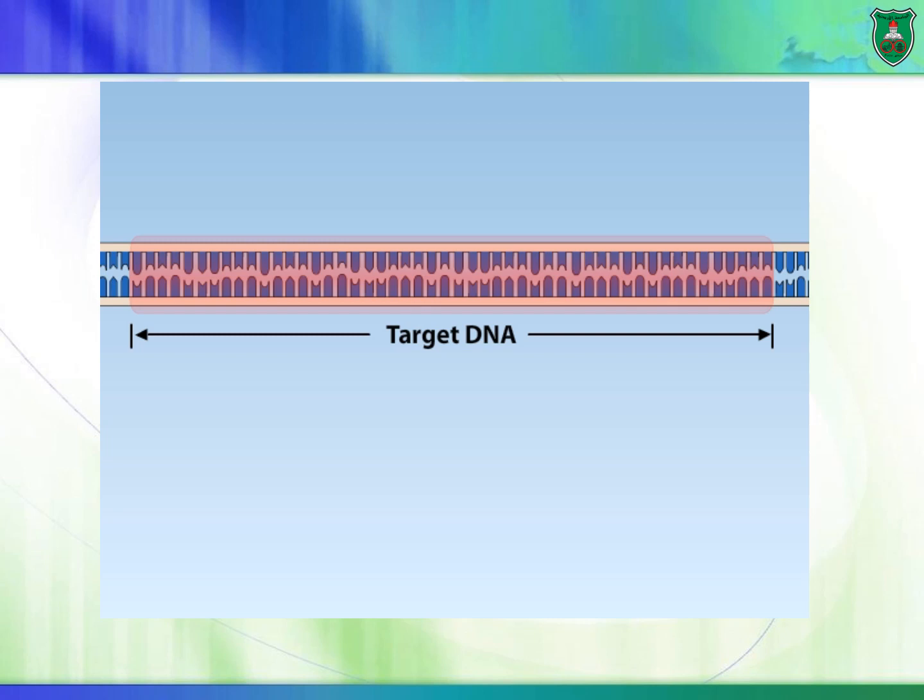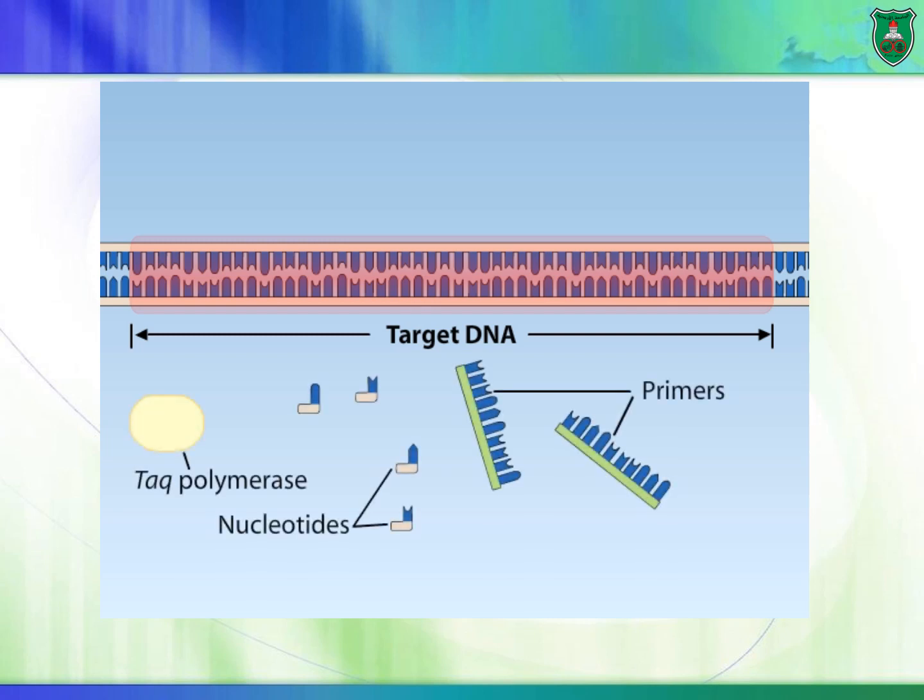In addition to the target DNA, a PCR reaction contains several other ingredients. These include free nucleotides, DNA primers, and the enzyme Taq polymerase. The primers are typically about 20 nucleotides long and are complementary in sequence to the ends of the target DNA. Taq polymerase is derived from hot springs bacteria and can tolerate the intense heat of a PCR reaction.